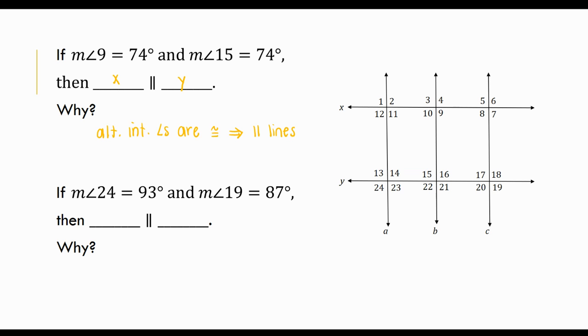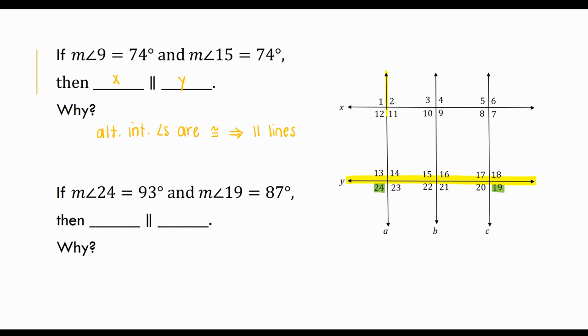Okay, let's take a look at the second problem. It says we know that angle 24, which is right here, is 93 degrees. Angle 19, which is over here, is 87 degrees. So notice the 2 angles that are given to us are definitely not congruent. The line that helps form both of those is this line Y. So what are the other 2 lines that form the angles?